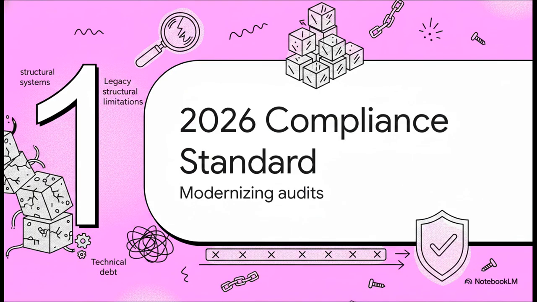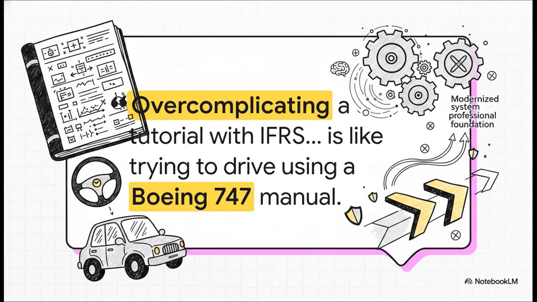Section 1. The 2026 Compliance Standard. Modernizing Audits. Okay, let's dive into this, because we really have to start by acknowledging a hard truth here. Legacy systems are increasingly failing modern audits because of some pretty severe structural limitations. But compliance absolutely shouldn't mean paralysis, right? I love this fantastic quote right from the blueprint. Overcomplicating a tutorial with IFRS for a sole proprietor is like trying to teach someone to drive using a Boeing 747 manual. It's so true. The software has to act as a guardrail. It should automatically guide the user toward compliance without completely burying them in technical jargon.